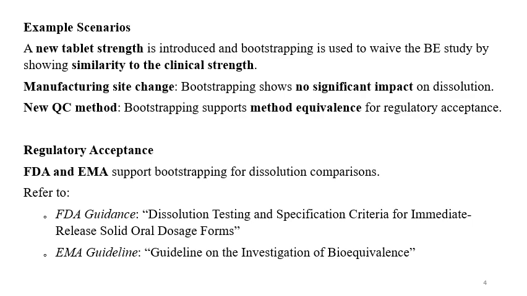Example here I have provided as a hypothetical example to make you understand. A new tablet strength is introduced and bootstrapping is used to waive the BE study by showing similarity to the clinical strength. So here example is like you already have a higher strength or BE study you have completed on some strength, and now you have a different strength, or consider lower strength or higher strength, and you need to show the dissolution similarity. Now manufacturing site change also can be provided with the justification by bootstrapping.